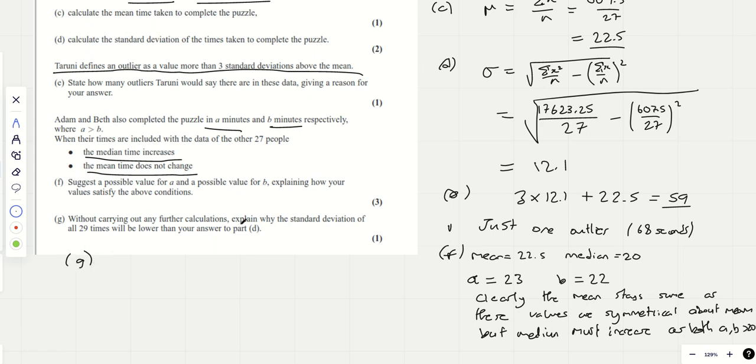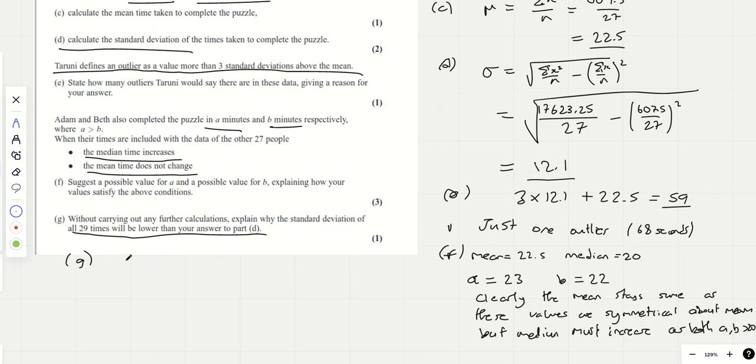Without carrying out any further calculations, explain why the standard deviation of all 29 times will be lower than your answer to part D. Yeah? Explain why the standard deviation will be lower than your answer to part D. Well, your answer to part D, now what was, let me just check, calculate the standard deviation. Yeah, the standard deviation came to 12.1.